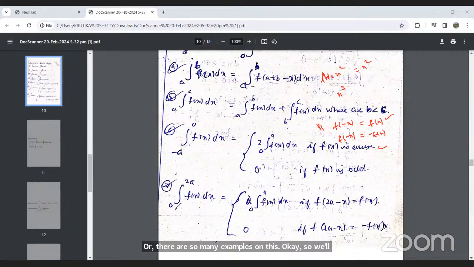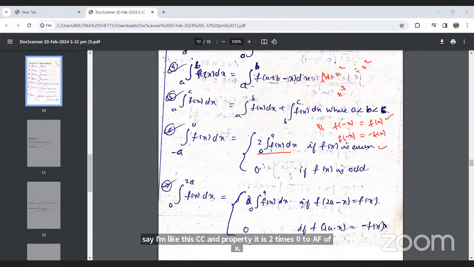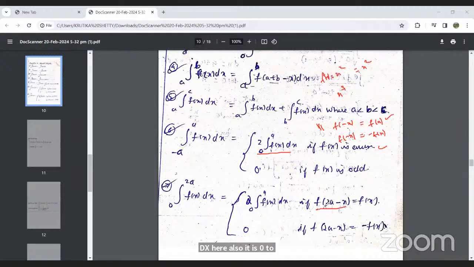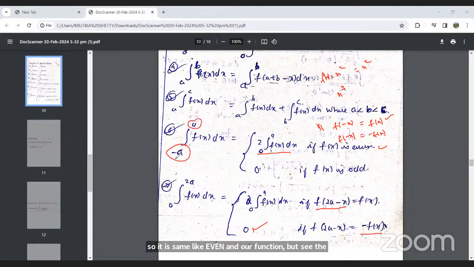Then we have the seventh property, 0 to 2a. This is again equal to 2 times the integral from 0 to a of f of x dx. Same like this, it is 2 times the integral from 0 to a of f of x dx if the condition is changed here: f of 2a minus x must be equal to plus f of x. And it will be equal to 0 if f of 2a minus x is equal to minus f of x. So it is same like even and odd functions, but the limits are changed. In the case of even and odd functions, we use the limits minus a to a, and here we are using the limits 0 to 2a.